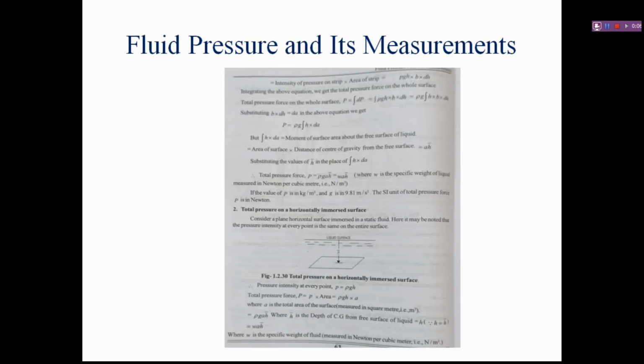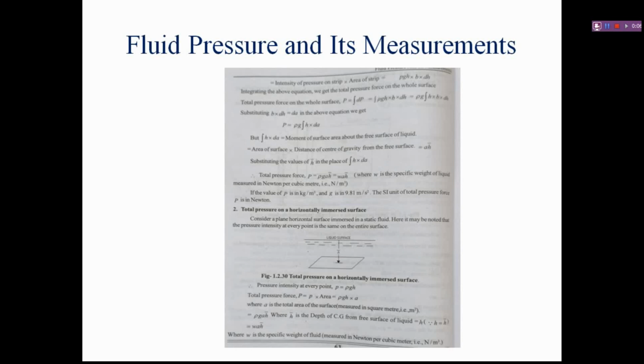That is dP. dP is equal to intensity of pressure on the strip into area, because pressure is equal to force by area, then naturally force will be pressure into area of strip, that is rho GH into B into dH. Now we have got the pressure on the strip. Now we have to calculate the pressure on the entire surface. We need to integrate the above equation. The total pressure on the surface can be calculated by integrating the above equation.